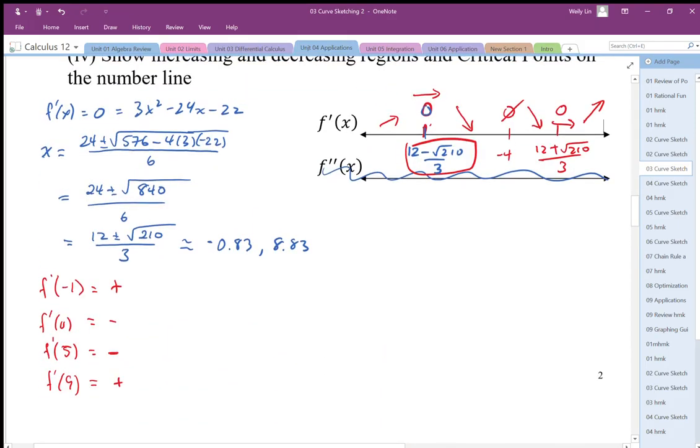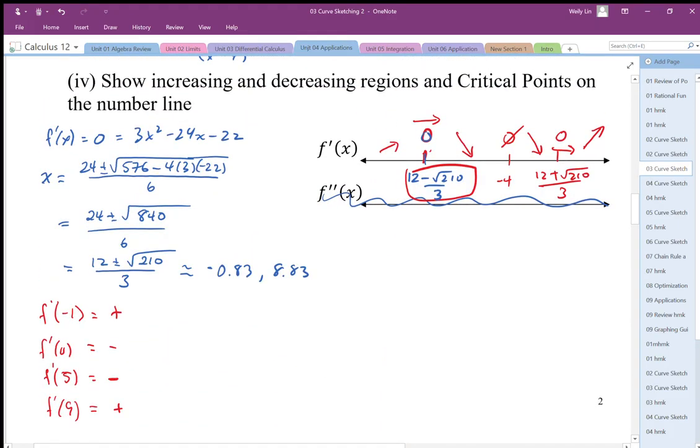Okay, so this is the extra part that involves calculus, the derivative, finding where the derivative equals 0, finding slopes, doing a slope chart, testing some slope regions.